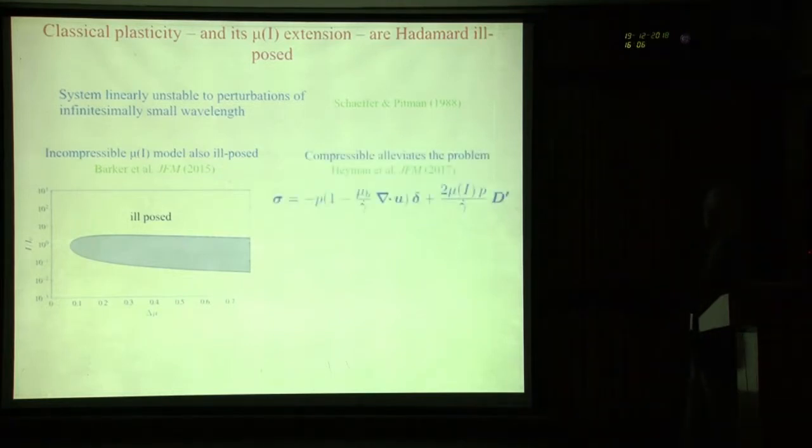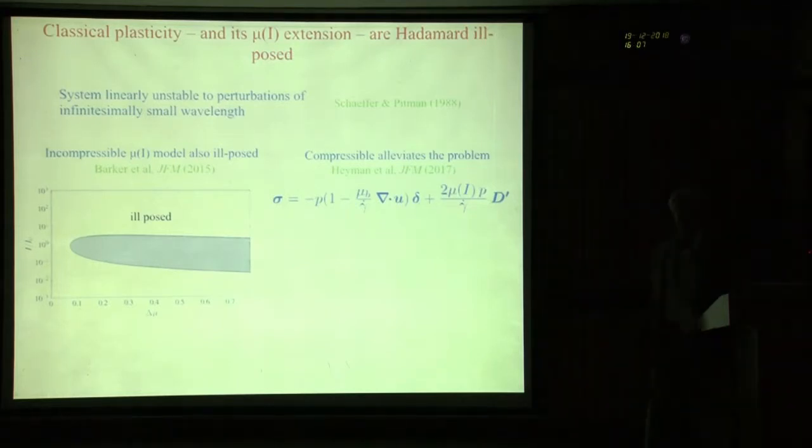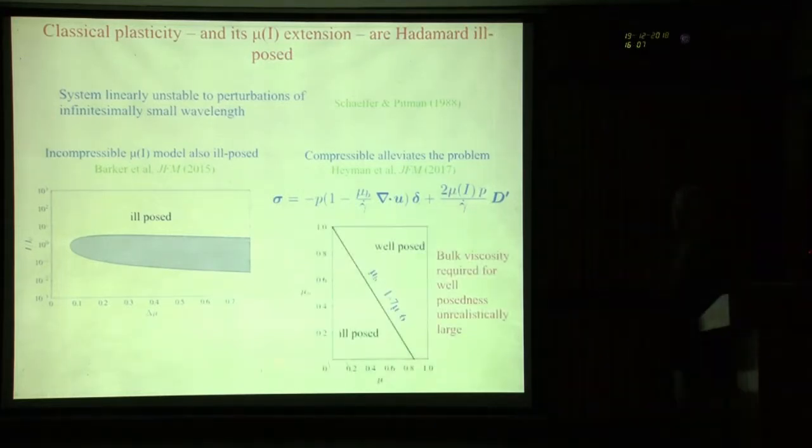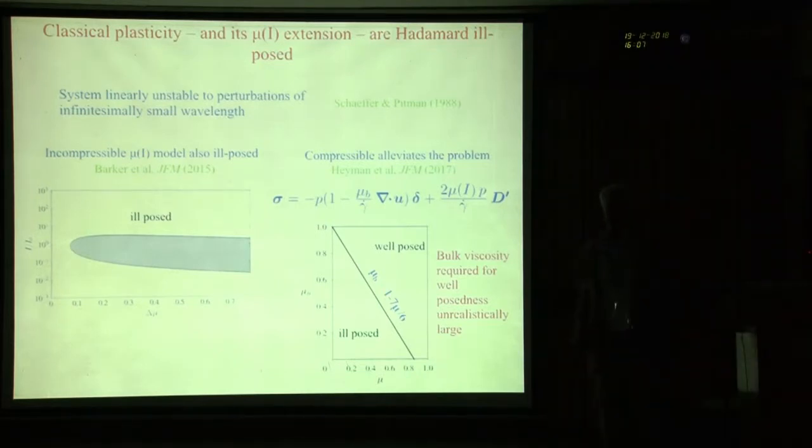Now, compressibility slightly alleviates the problem. The mu of I model that I showed you had no compressibility, so it assumed the material to be incompressible. But it requires an unreasonably large bulk viscosity to have any effect at all. It doesn't completely resolve the ill-posedness. It just makes it less of a problem, but it's not a practical solution.